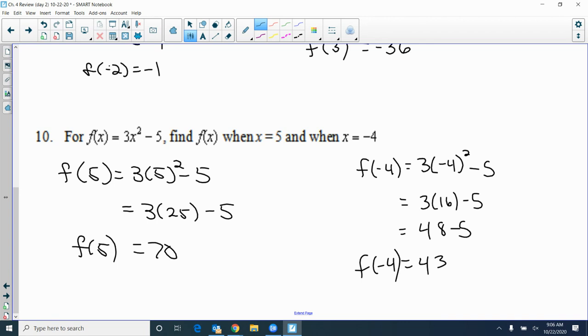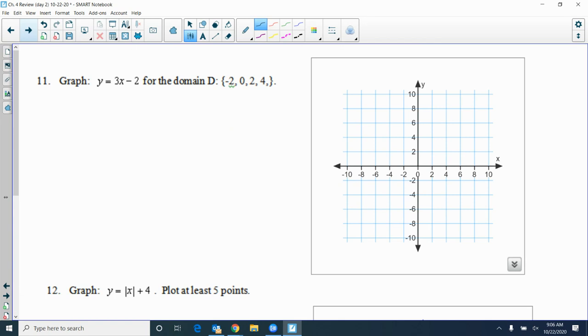All right, so that's 10. Now 11, back to that answer sheet, because it's graphing and it has graphs on it. What does it say at the top for 11? Don't connect the dots, because they give you the domain, and they tell you those are the only values you want to plot.